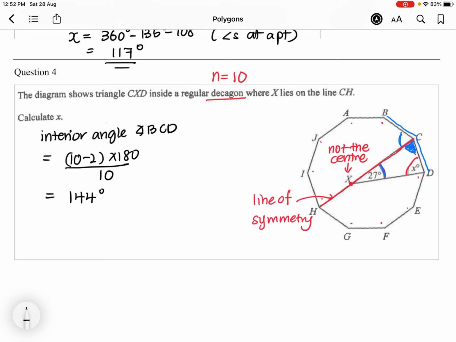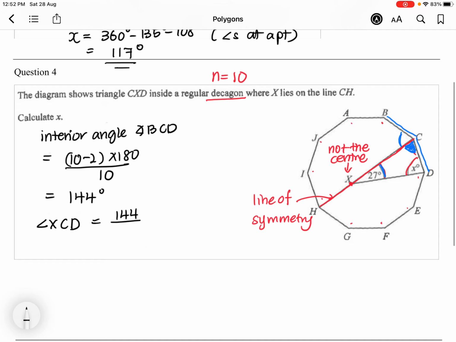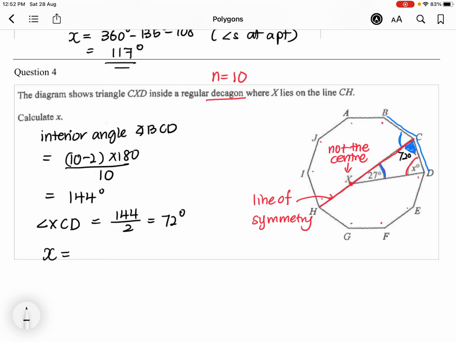Knowing that this whole angle is 144 degrees, and I know CH is a line of symmetry, I can get the angle XCD to be 144 divided by 2, which is 72 degrees. Now I know that this angle is 72 degrees. I can happily use the angle sum of triangles to find x. So 180 degrees minus 27 degrees minus 72 will give me the value for x. So 180 minus 27 minus 72, and that gives me 81 degrees.